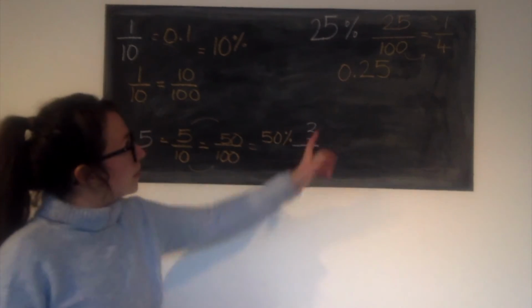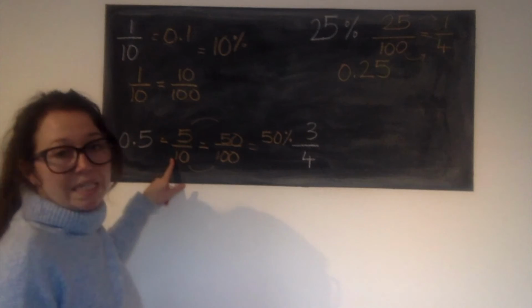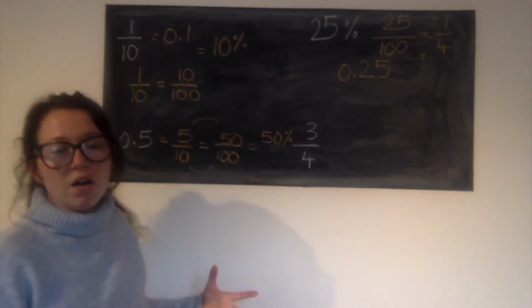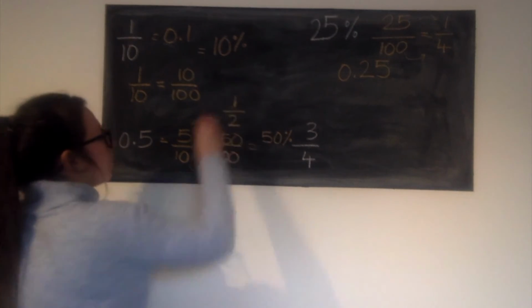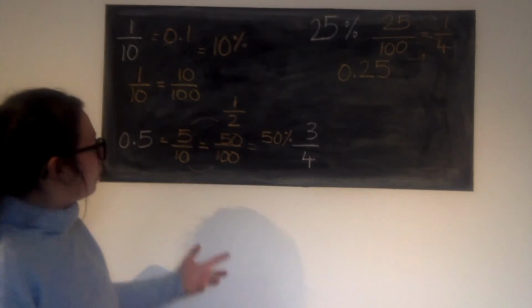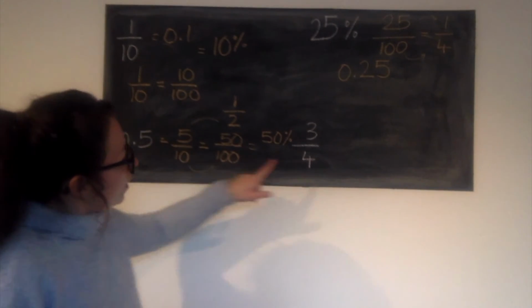Now hopefully, like this one, you've spotted that this can be simplified. 5 tenths in its simplest form, 50% of the whole, means 1/2. So in its simplest form, 50% is 1/2. So well done if you got that as well. But 5 tenths is absolutely fine.